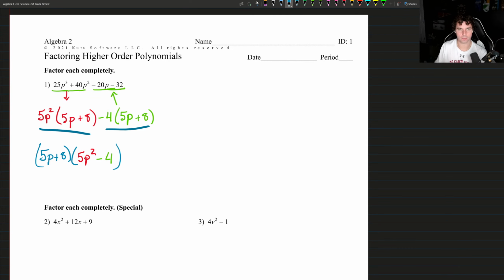Sometimes you might be able to factor it completely, so you might be able to factor this part right here. I'm not worried about that right now. I'm just worried about you being able to show me that you know how to do factoring by grouping. So that's problem number one on this second part.